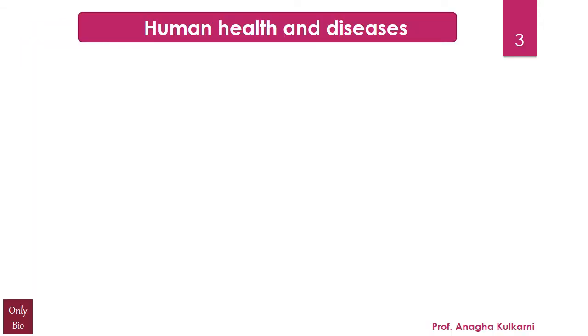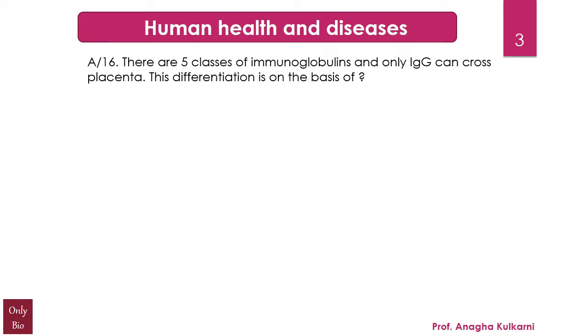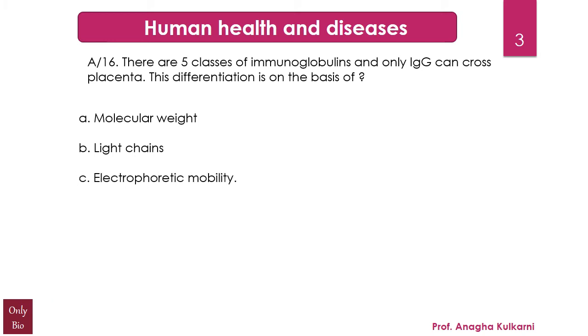So question number 16 relates with the chapter that is human health and diseases. The question is, there are 5 classes of immunoglobulins and only IgG can cross the placenta. This differentiation is on the basis of dash. And your options are A. Molecular weight, B. Light chains, C. Electrophoretic mobility, and D. Sedimentation coefficient. And the correct answer for this particular question is C, that is electrophoretic mobility.